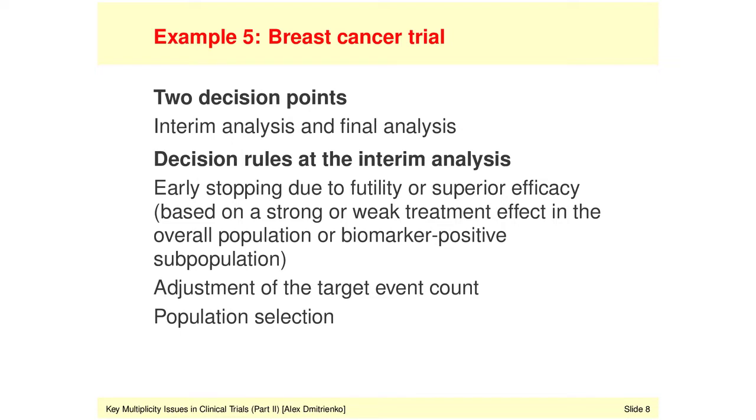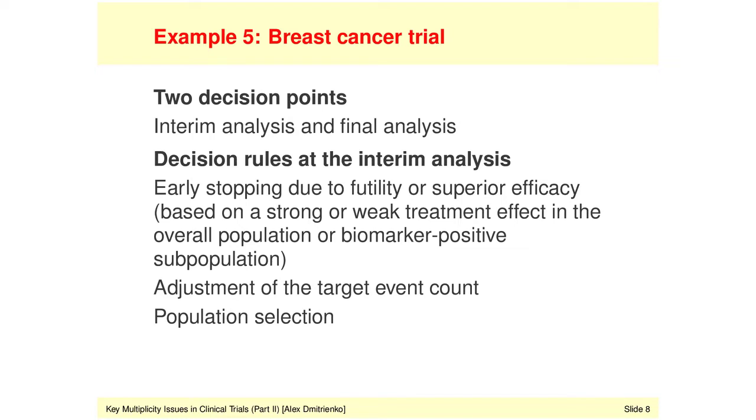They would depend on a strong or weak treatment effect in the overall population, as well as the biomarker positive subpopulation. The sponsor may be interested in enabling a rule to adjust the target number of events in this trial. And there's also an option, which is the last option here, to specify a population selection rule.